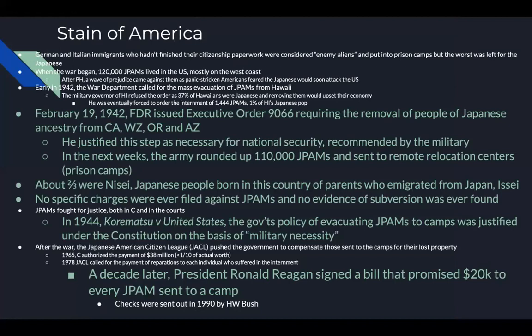All right, the stain of America. So, test question all around. German and Italian immigrants who hadn't finished their citizenship paperwork were considered, quote, enemy aliens, and they were put in prison camps. But the worst was left for the Japanese. So, yes, if they were not fully citizens, they got thrown into these prison camps, German and Italian. When the war began, there were 120,000 Japanese Americans living in the U.S., mostly on the West Coast.